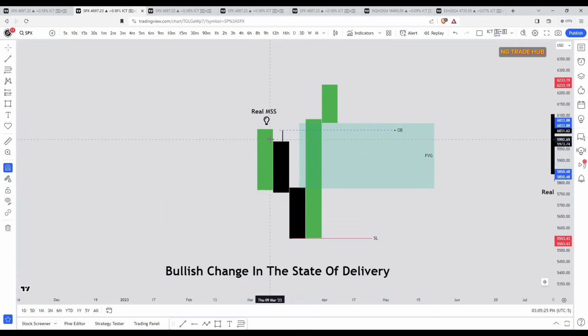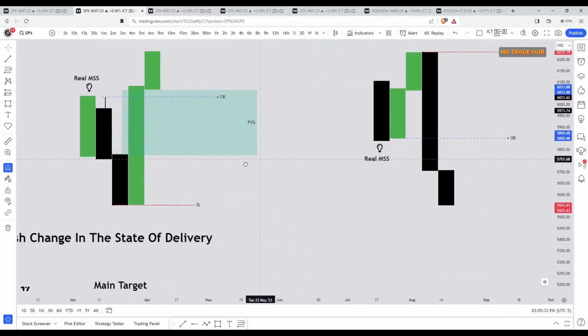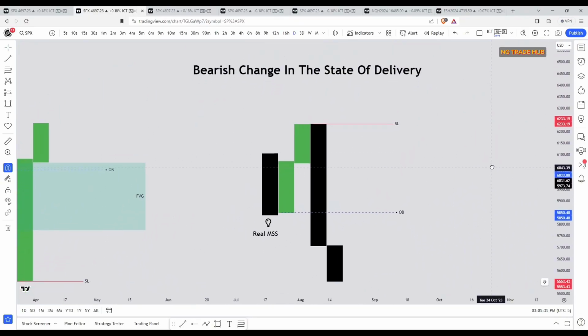Now, what if there were 3 down close candles here? Then I'd mark out the highest point of the 3. What if there's 1? I'd mark out the highest point of the 1. So we're going to dive into the bearish example now.